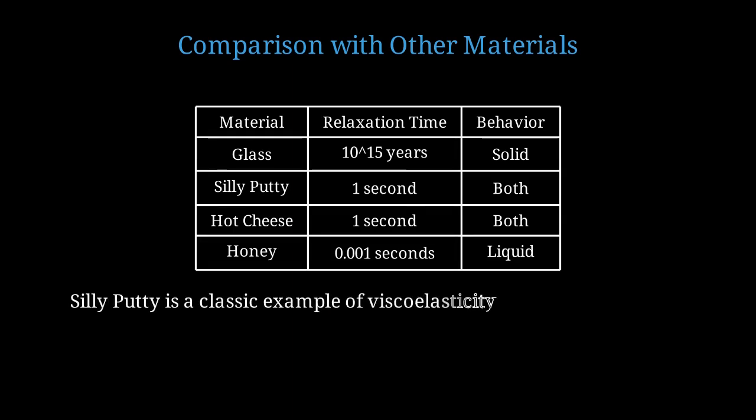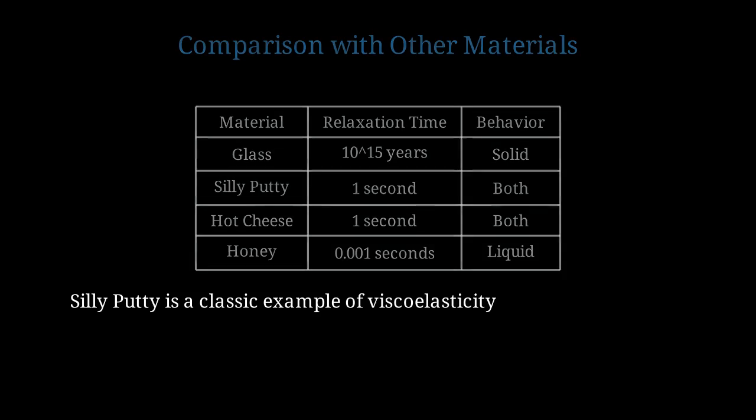Silly putty is the classic example of viscoelasticity. If you pull it slowly, it stretches. If you pull it quickly, it snaps. If you leave it sitting, it slowly flows into a puddle. Hot cheese behaves remarkably similar to silly putty. The physics is essentially the same, a network of long molecules that can disentangle over time.